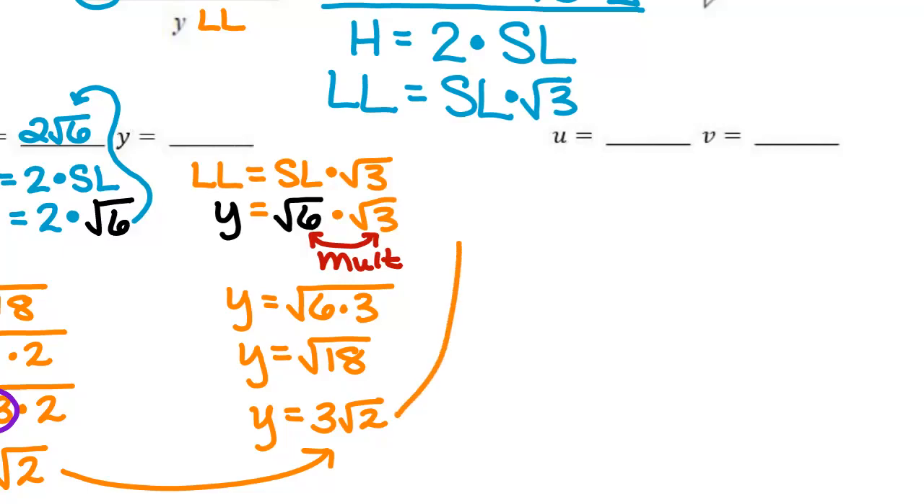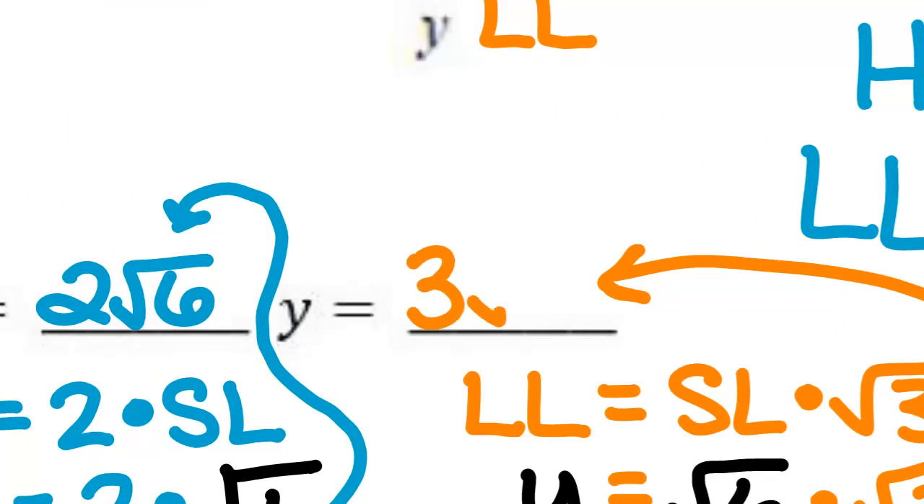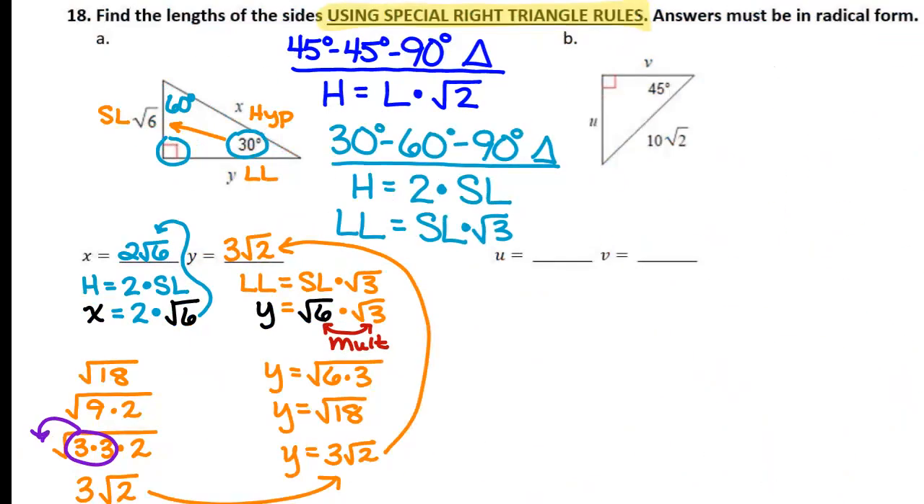should we always try to simplify it to the point where it's formatted in radical form, like how y ended up being 3 square root of 2? Do we always need to do that? You always need to try to simplify your radicals, yes.